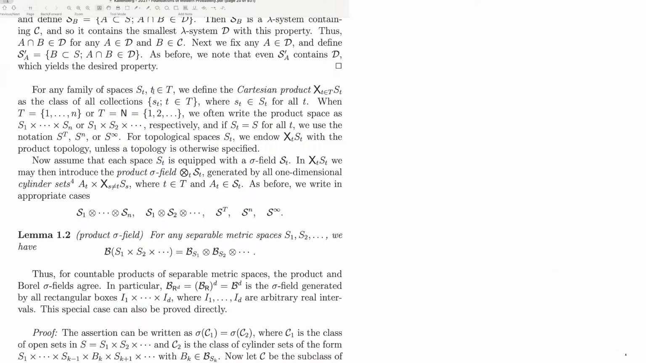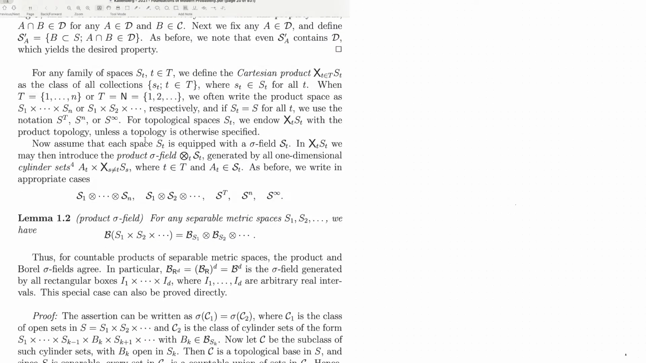For any class of spaces S sub T, we define the product as the class of all collections S sub T, using a bit of axiom of choice there, and we often write the product space like so.